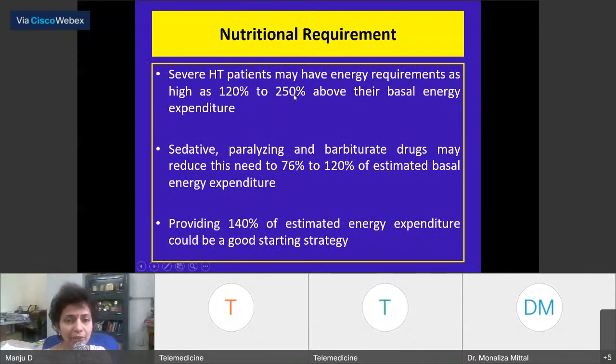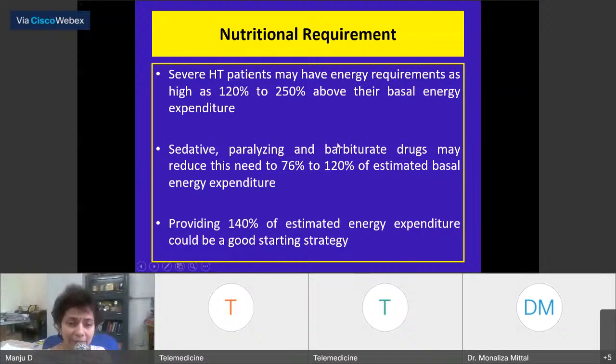So why is nutritional requirement very important? We have seen that severe head injury patients may have energy requirements as high as 120 to 250% above their basal energy expenditure. When I say as high as 120% to 250%, it is equivalent to when we are eating one chapati, they need to eat 2.5 chapati. Is this possible for a traumatic brain injury patient? Maybe having a tracheostomy, maybe a bit drowsy, maybe having swallowing difficulty, maybe on gastric feed. Is it possible for us to ensure this 2.5 times extra?